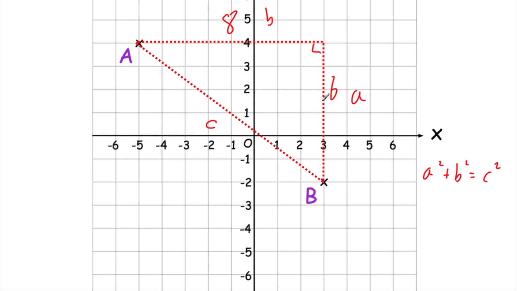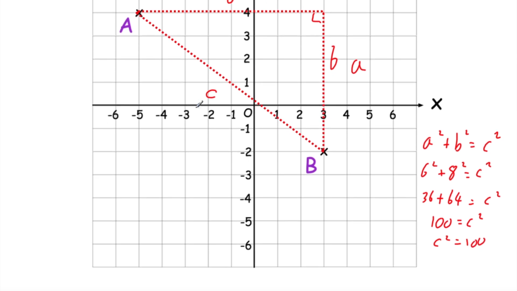Now A squared, that's going to be 6 squared, plus B squared, that's 8 squared, is equal to C squared, and C is what we're trying to find here, so C squared. 6 squared is 36, remember this is a non-calculator question. 8 squared, 8 times 8 is 64, and that's equal to C squared. 36 plus 64 is 100, so 100 is equal to C squared. I'm just going to turn this around, C squared is equal to 100.